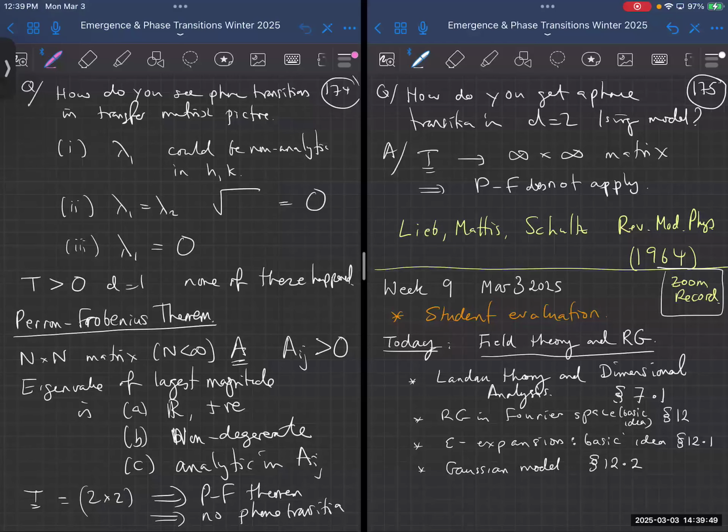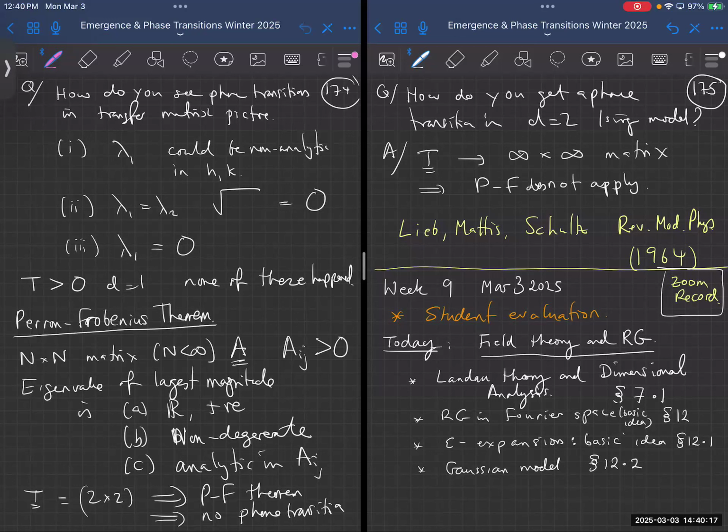Okay, week 9 of emergence and phase transitions. So the next 4 lectures are going to be really great. What we're going to be doing today is starting the field theoretic version of the renormalization group, but I'm not going to do it in all the details. You'll get enough of it that you'll understand the basic idea, and you'll see how it maps onto what we've already done in real space.